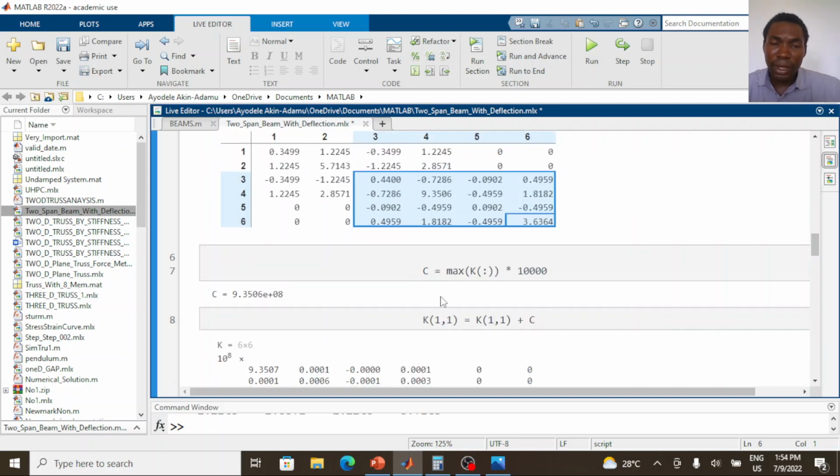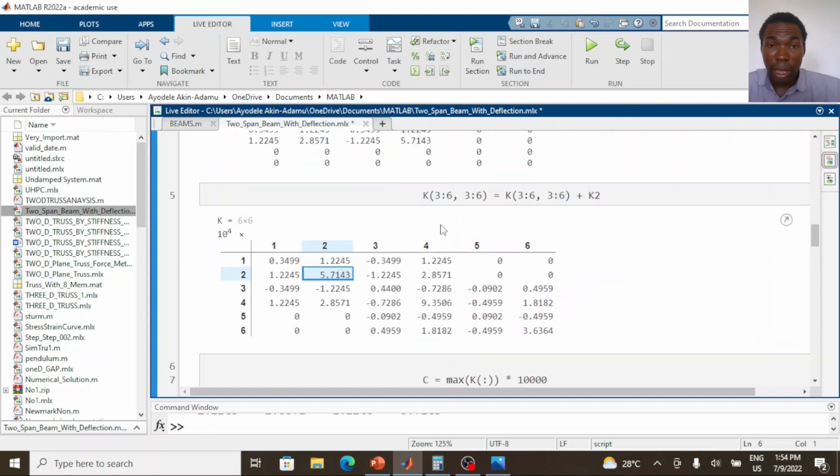Now we need to modify the global stiffness matrix because we cannot invert this matrix. It's a symmetric matrix, and it's singular, so we cannot invert it. You can't get the determinant of this matrix. So we need to modify this global system matrix so that we can use it in our calculation, and you modify it using your support boundary conditions.